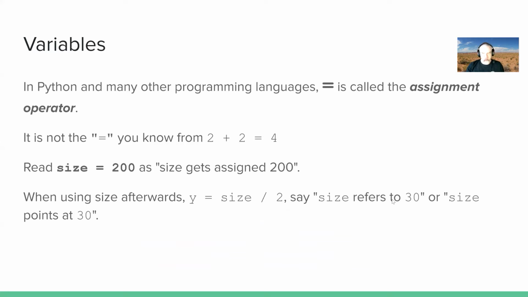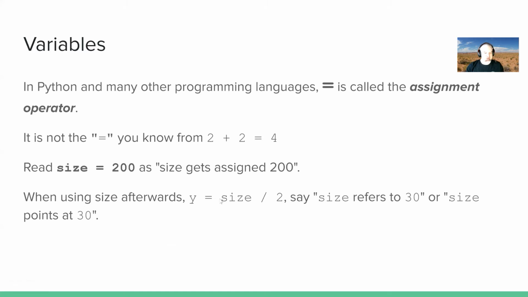So once again, revising, we talked about this, I think, in the first week. In Python and many other languages, the equal sign is the assignment operator. So it doesn't mean equals to, it means we're assigning this to that, right? So here when we're saying size equals 200, what we're effectively saying is create a variable called size and assign to it the literal value of 200. So size gets assigned 200. That's what that means.